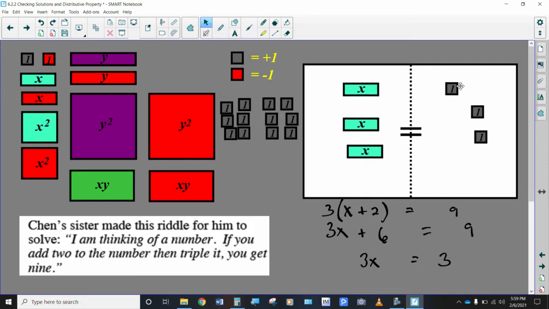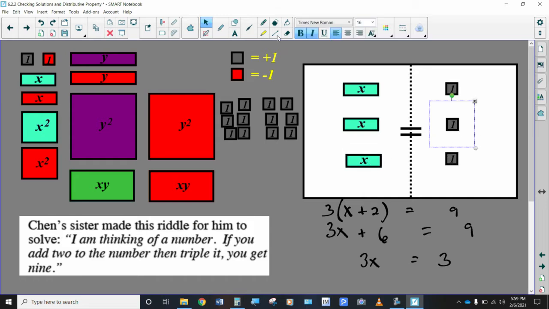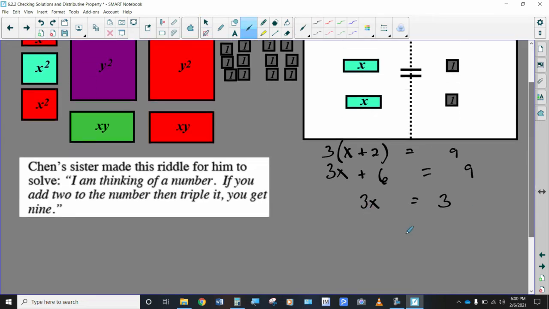Now, let's sort these guys. How many 1s can go with each one of those x's evenly? And it looks like every one of those x's gets 1. So when you show that you divided each side by 3, you end up with x is equal to 1. And that ends up being the solution. Now, we should check that.